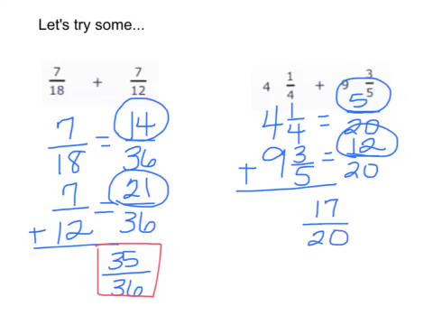Don't forget to add your whole numbers. That's something that we see a whole lot of, so don't go through all that hard work and forget just your whole numbers. 4 and 9 would be 13. I'm looking to see if I can simplify anything, if I have an improper fraction, and I don't, and nothing else can be simplified, so that's your final answer.